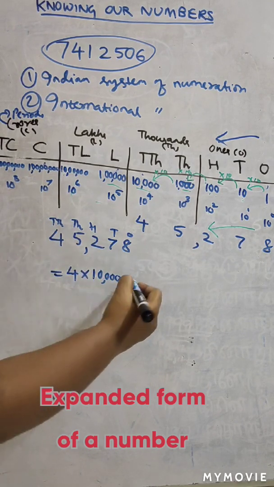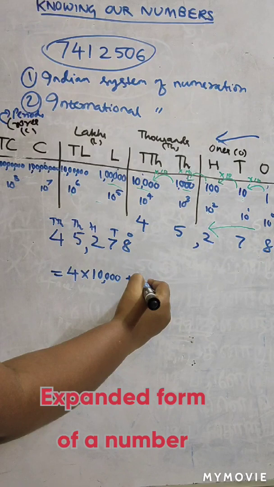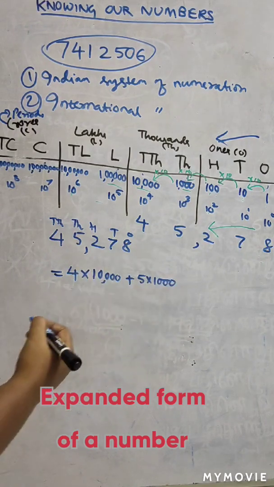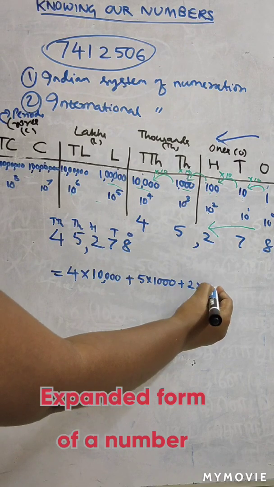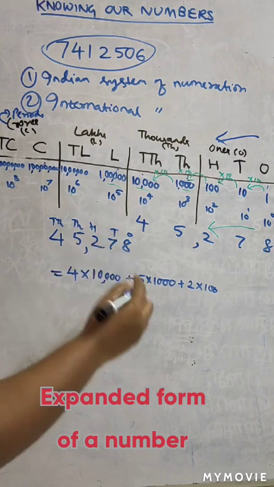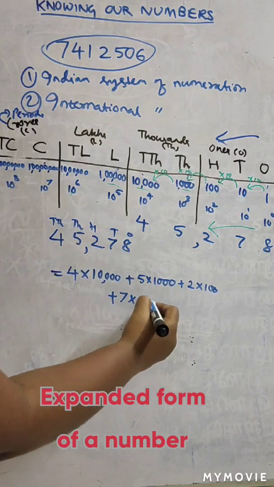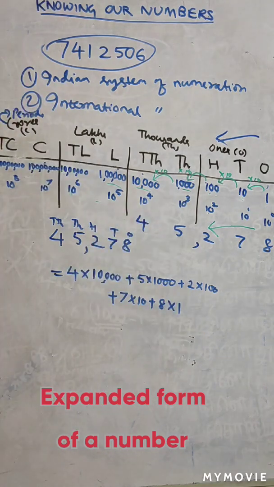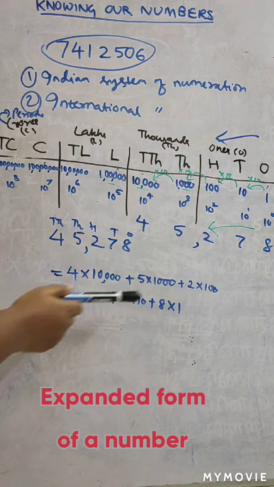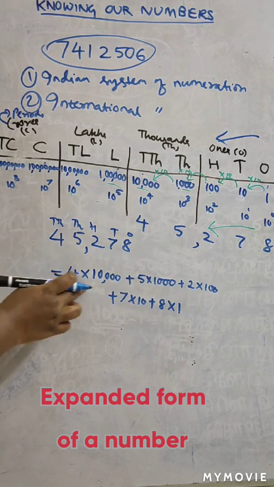So 4 is in 10,000 place, so I'll multiply 4 by 10,000. Similarly 5 is in 1000 place, so I'll multiply it by 1000. 2 is in the hundreds place, so I'll multiply it by 100. 7 in tens place, so I'll multiply it by 10. Finally 8 is in the ones place, so I'll multiply by 1. This is as per the place value in the place value chart.